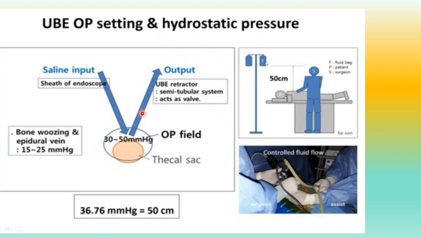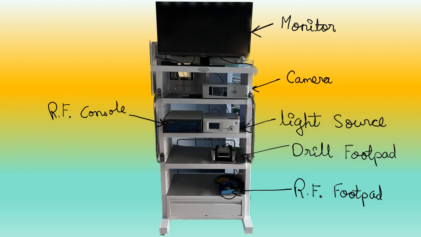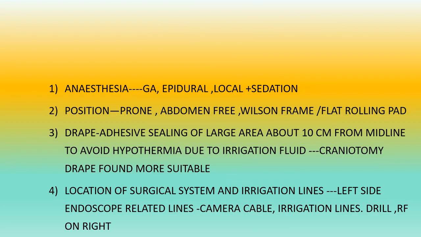The egress of fluid, that is the output fluid, is through your instrument port. This instrument port is wider than the scope port, and it is usually 7 to 8 millimeters, or sometimes we need 1 centimeter also. So it should be unobstructed. A semitubular retractor helps. This is all the video monitor and camera, RF, lights, and drill, put all in the setup.